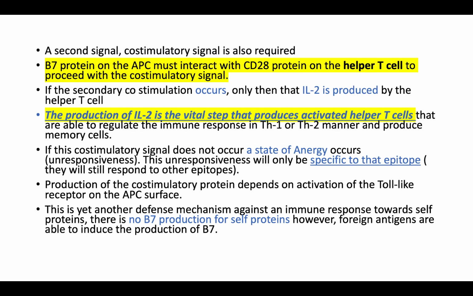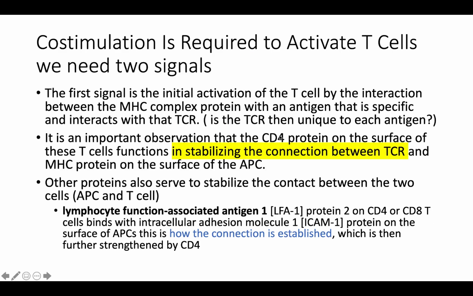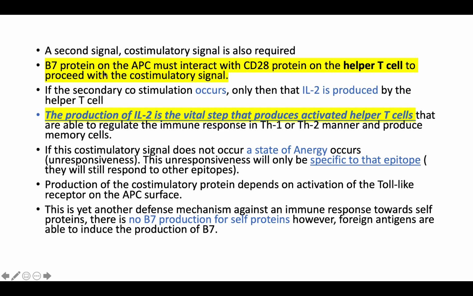Okay, let's talk now about the actual second co-stimulatory signal, which is the B7 protein on the side of the APC interacting with the CD28 on the side of the helper T cell, the CD4 cell, to proceed with the co-stimulatory signal. So if I found the T cell receptor right and the MHC2 binding right, and then I did my lymphocyte function associated antigen, and then I stabilized the signal with CD4, if all this has occurred, then my second signal will proceed, which is the B7 protein from the APC side and CD28 from the helper T cell side.